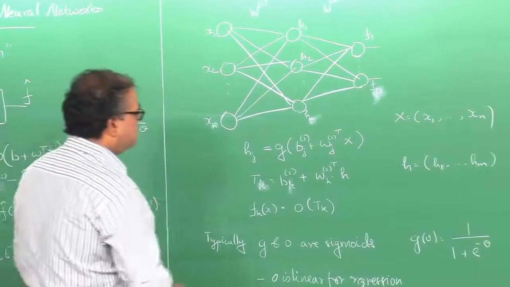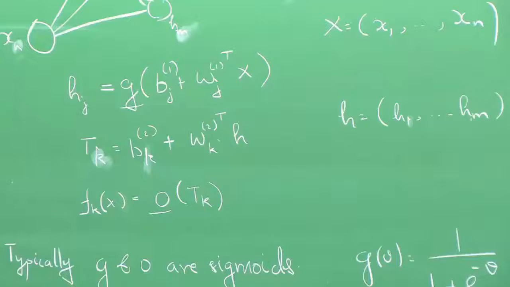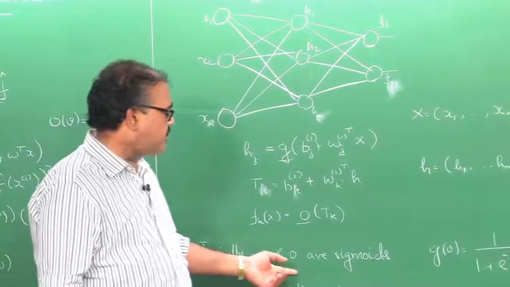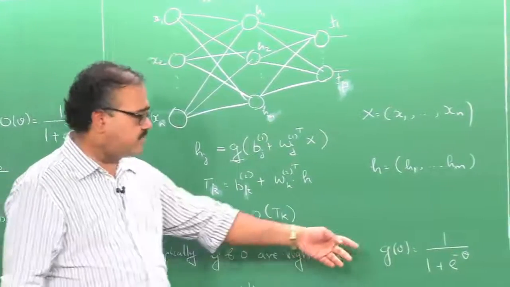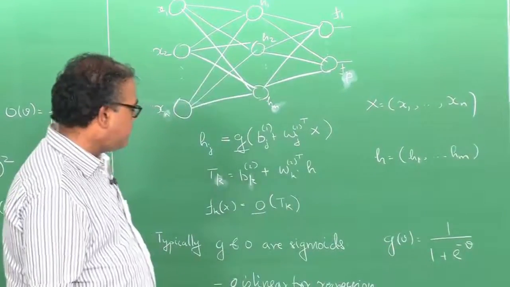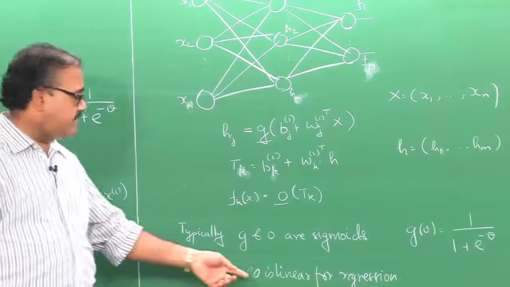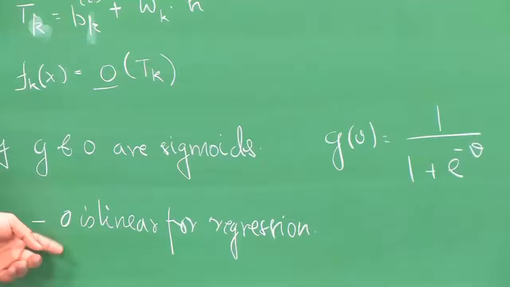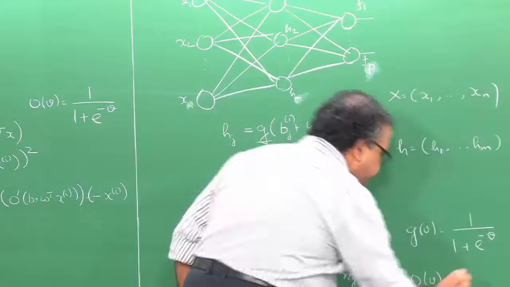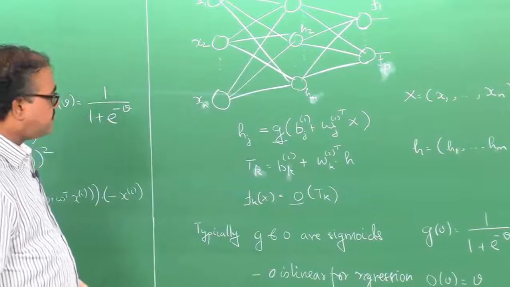One thing to note here is that I have used different functions g and O for the hidden layer and the output layer. Typically for 2 class classification problems, both g and O are logistic sigmoids, as we saw earlier, of the form 1 by 1 plus e power minus v. But if you are having a regression problem, you can use the same setup that we have here, except that O would be linear, in which case O would be just passing on the inputs that it is getting.